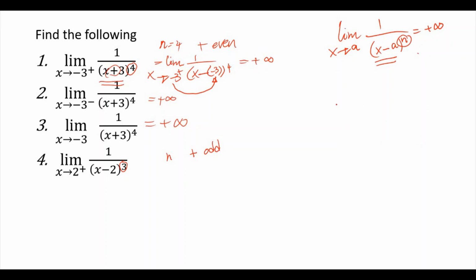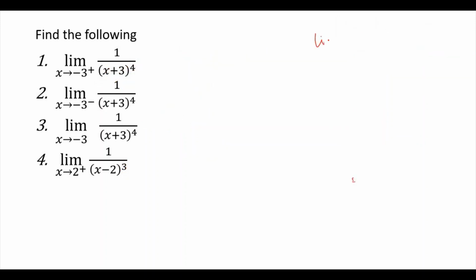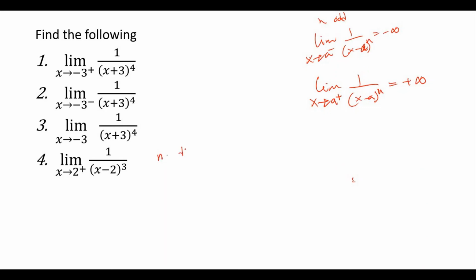The second theorem says, if n is odd, then the limit of 1 over (x minus a) to the n power as x approaches a from below is negative infinity. And the limit of 1 over (x minus a) to the n power as x approaches a from above is positive infinity. So we said again n is odd in this case, so we're going to apply this theorem. Now, we have a is equal to 2 here, so it matches. So we can apply it right away.